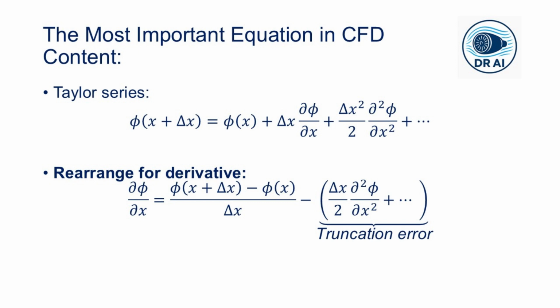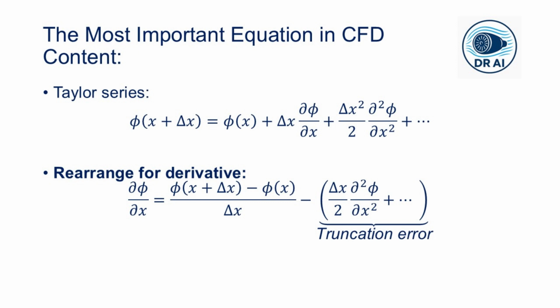So look at that. The first term on the right uses only the two known values of phi and the step size delta x. That is the finite difference approximation of the derivative. The stuff in the curly braces represents the terms we ignored, that is the truncation error. We have successfully turned calculus into algebra, but we paid a price. We introduced an error proportional to delta x, which is first order, or delta x squared, which is second order, depending on how many terms we keep.